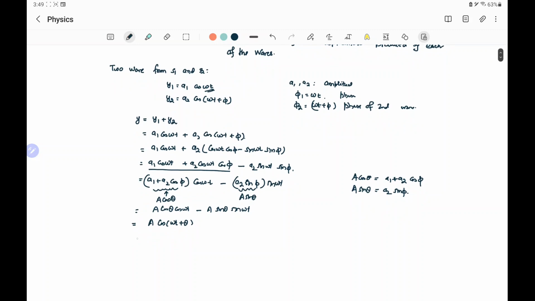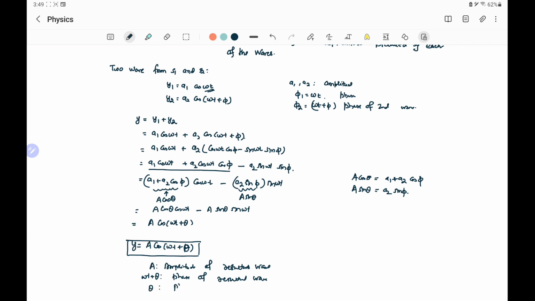So we can say that the resultant displacement is A cos (omega t plus theta), where A is the amplitude of the resultant wave, omega t plus theta is the phase of the resultant wave, and theta is the phase angle of the resultant wave. Now we can find the values of A and theta.